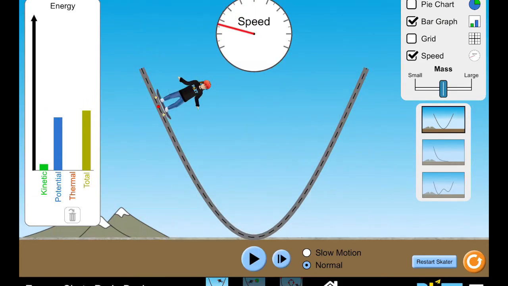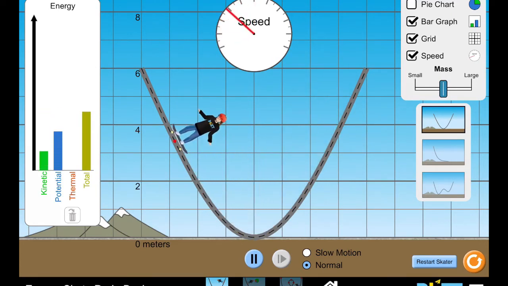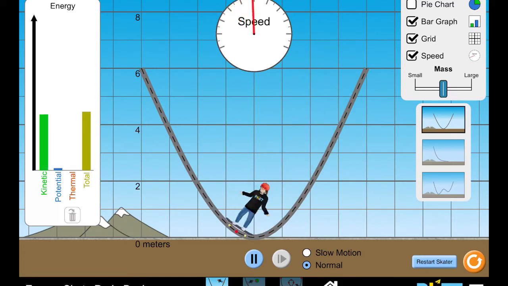Let's explore some starting heights. So if we take our skater and start them at position 5, you're wondering if they'll return to 5 on the other side. And you're like, well, they do, because total energy doesn't change. It all turns back into potential energy on the other side.